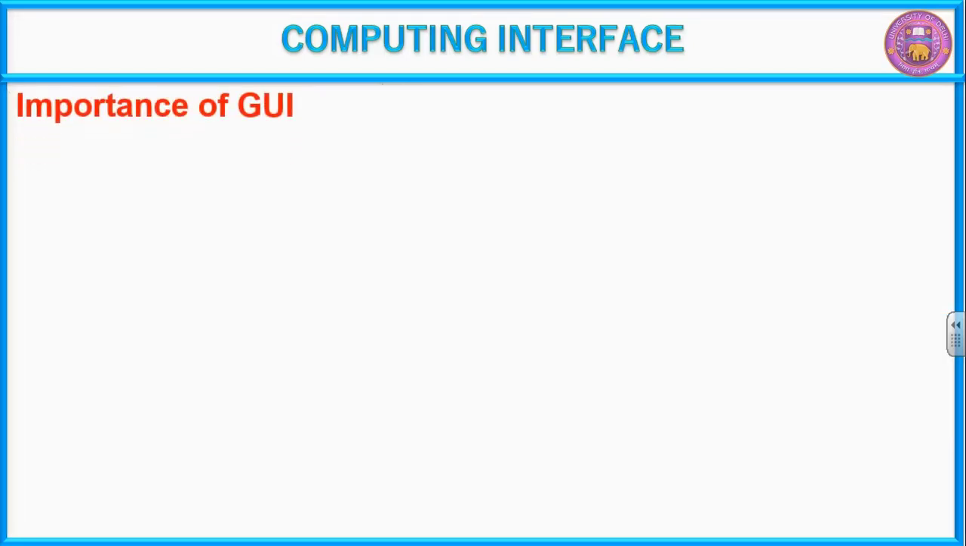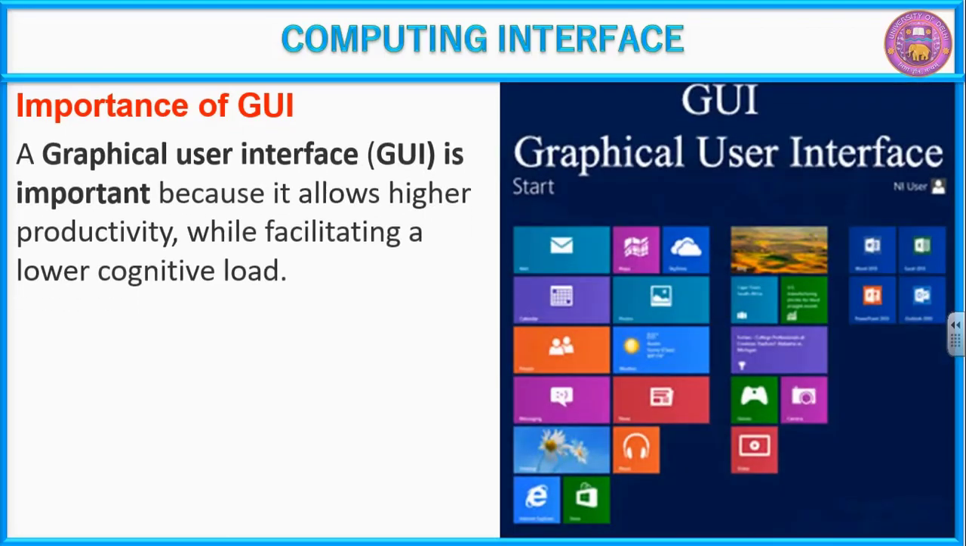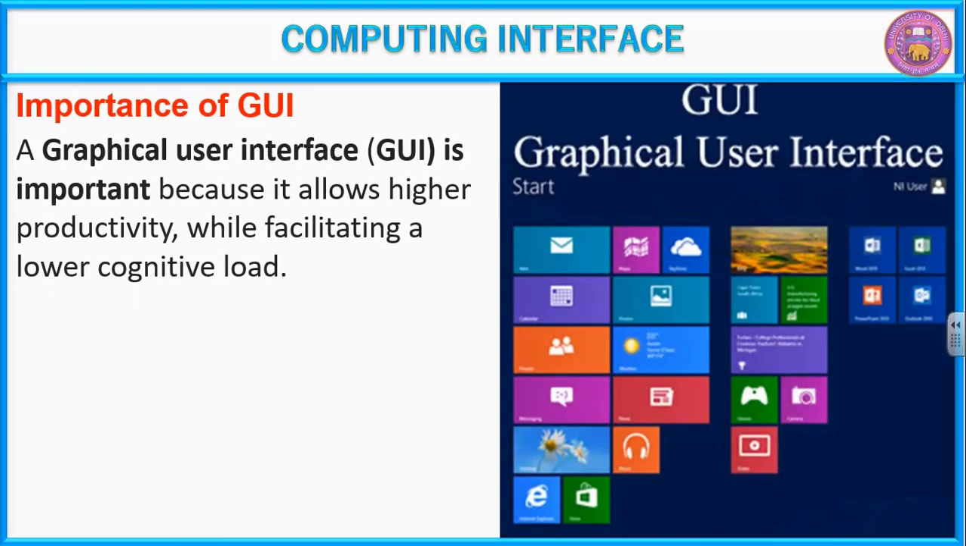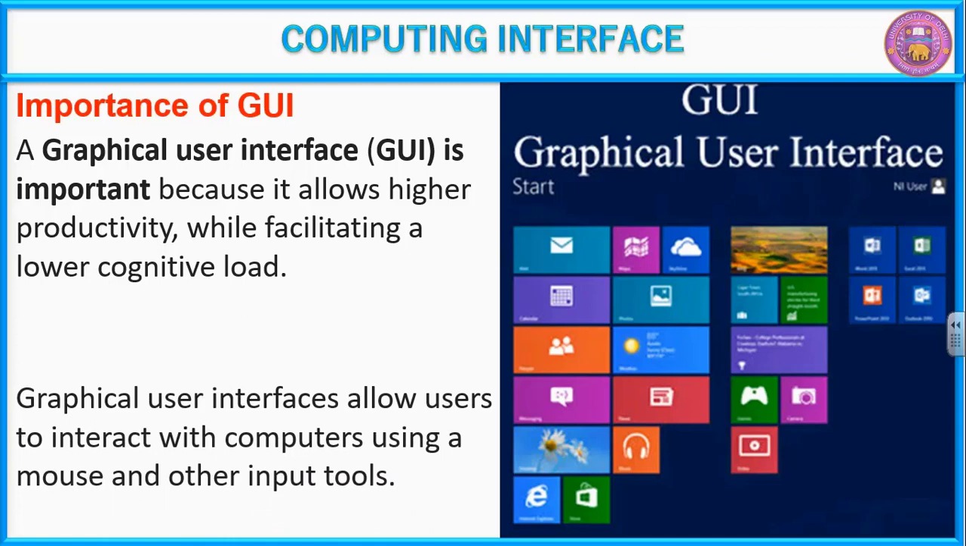Now, what is the importance of GUI? A graphical user interface is important because it allows higher productivity while facilitating a lower cognitive load. It does not put load on your brain. Once you see it, you can perform that action very easily. Graphical user interfaces allow users to interact with computers using a mouse or other input tools.